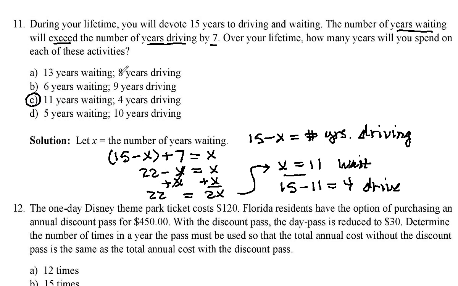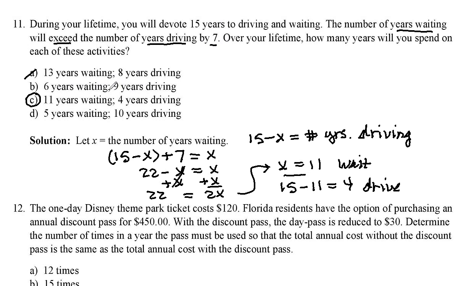And also, as you look at these answers, you know some of them right away are out because they don't add up to 15, because 15 is the total. So 13 and 8, that's out, doesn't add up to 15. 6 and 9, that adds up to 15. 5 and 10, that adds up to 15. And then they say that the years waiting exceeds years driving by 7. Well, here, years waiting is 6 and years driving is 9. So that's out because the years waiting doesn't exceed years driving.